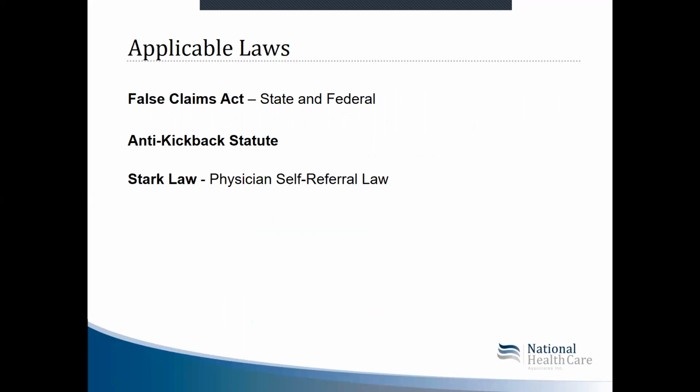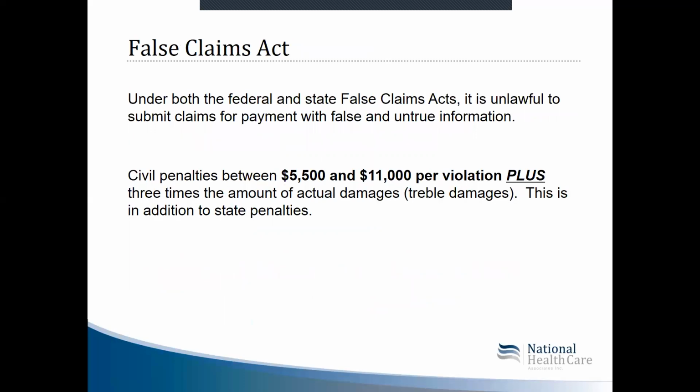Under both state and federal False Claims Acts, it is unlawful to submit claims for payment with false and untrue information. Civil penalties for violations of the Federal False Claims Act can be anywhere between $5,000 and $11,000 per violation, plus trebling of actual damages.